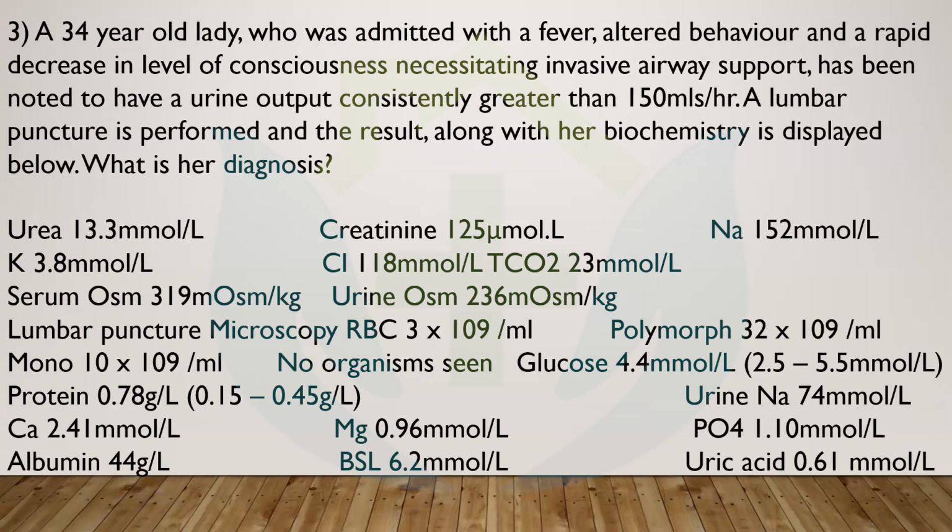The 34-year-old lady admitted with fever, altered behavior, and rapid decrease in level of consciousness, necessitating invasive airway support, has been noted to have a urine output consistently greater than 150 ml per hour. Lumbar puncture is performed along with biochemistry. What is the diagnosis? These are the labs. You can see the results are given, and what is the diagnosis for this lady? She is hypernatremic and hyperosmolar, with high protein in the CSF. This is bacterial, no organism seen. Okay, your time is over.